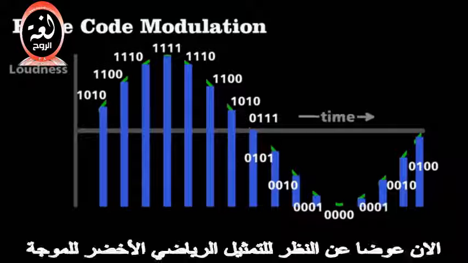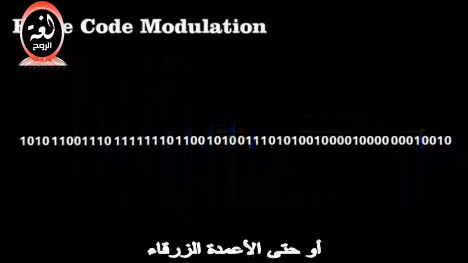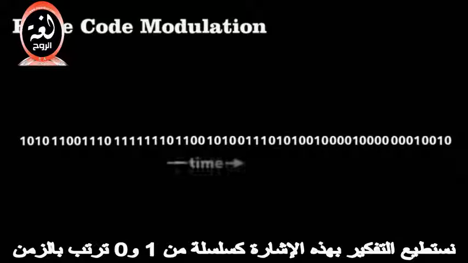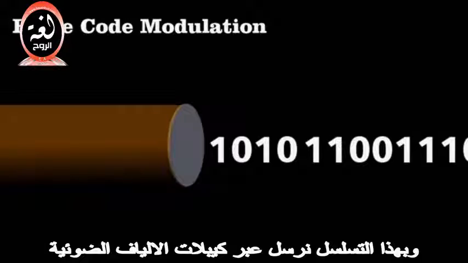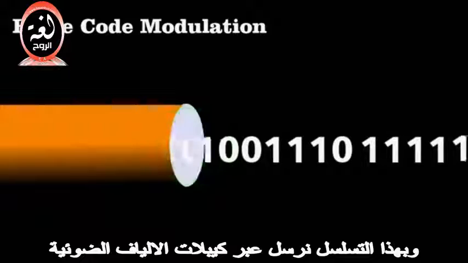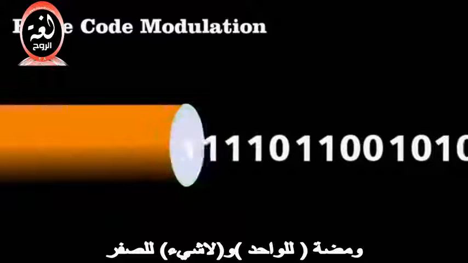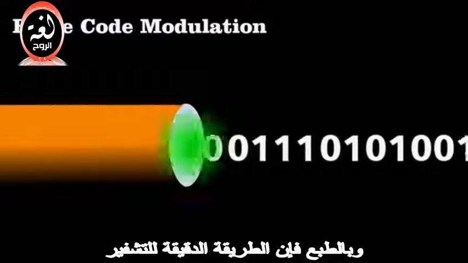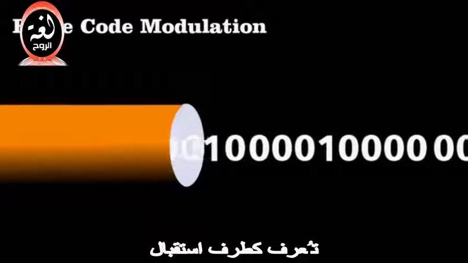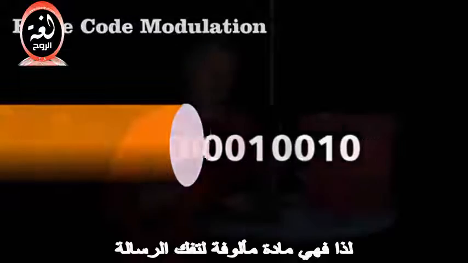Now, instead of looking at the green waveform or even the blue bars, we can think of the signal as a series of ones and zeros organized by time. And it is that sequence that we send through a fiber optic cable, a flash for a 1 and nothing for a 0. Of course, the exact method of encoding is known at the receiving end, so it is a trivial matter to decipher the message.